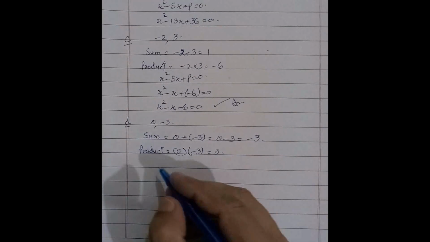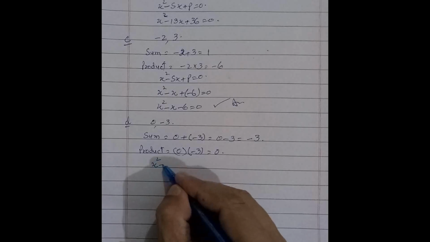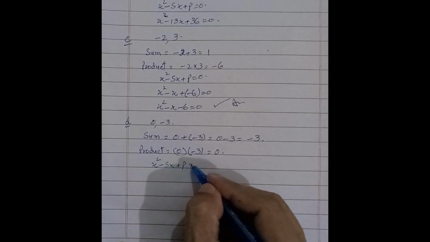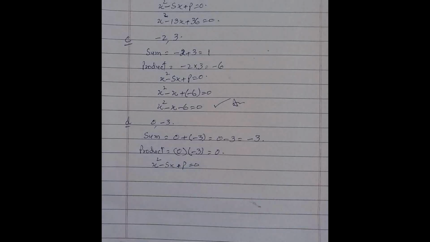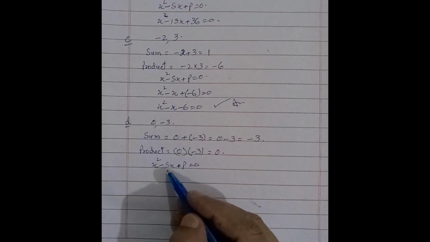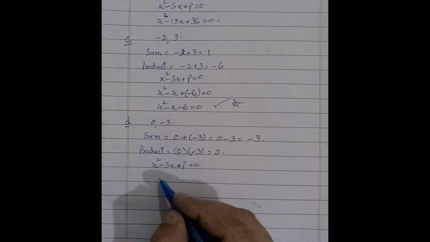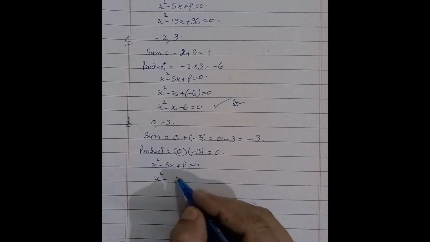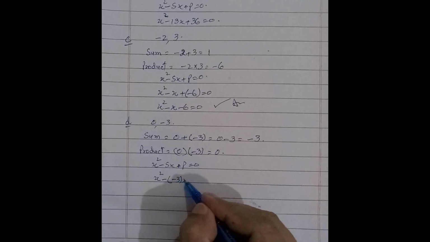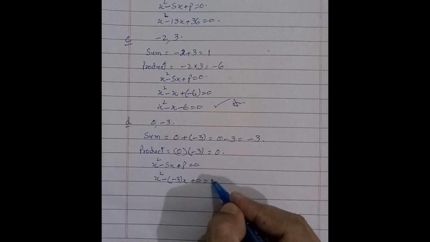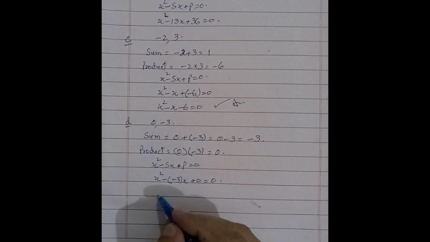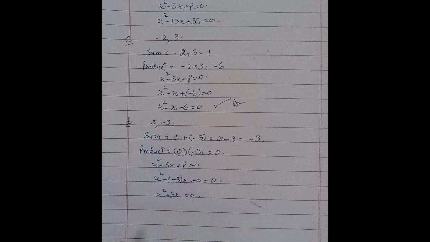And the general equation is x square minus sx plus p is equal to 0. And when we put the values of sum and product, we get x square minus 3x plus 0 is equal to 0. And simplifying it, we get x square plus 3x is equal to 0. And it is the answer of D part of question 1.